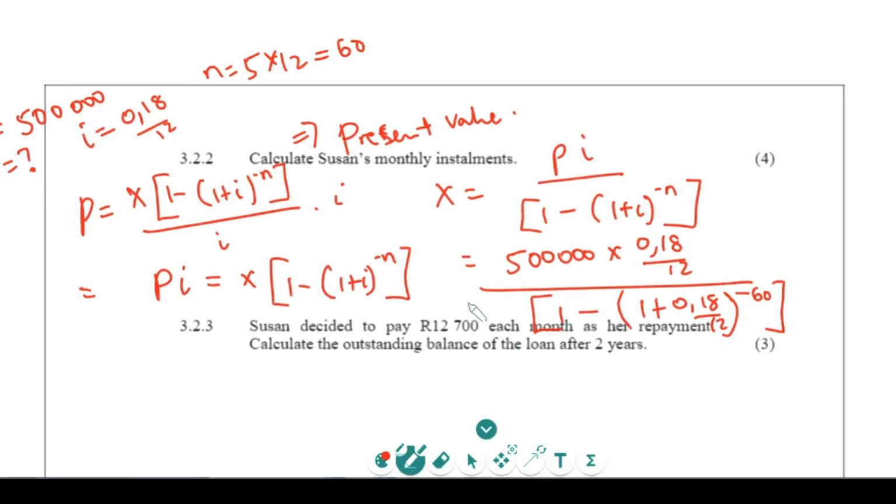So the answer I'm getting is 12,696.71, okay, if I round that off to 2 decimals. So basically that's what Susan is going to be paying on a monthly basis, 12,696.71.